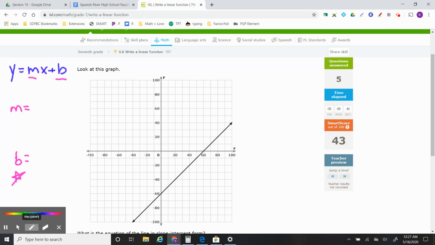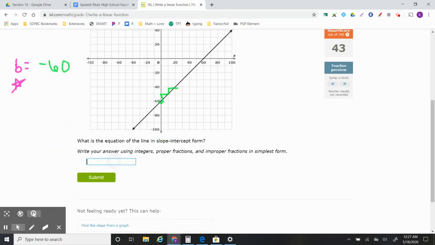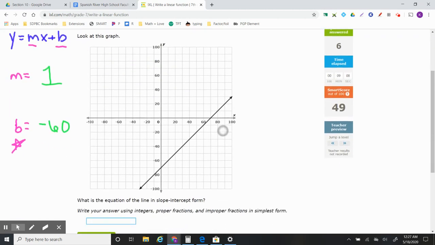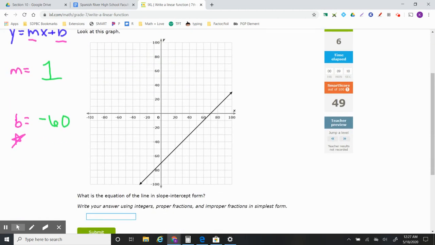And another. So I'm starting at negative 60. Still going up 1 over 1. What's the slope? 1 again. y equals 1x minus 60. Let's see if we can get a different slope.